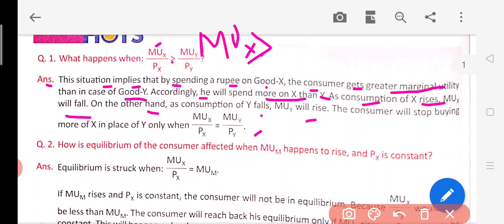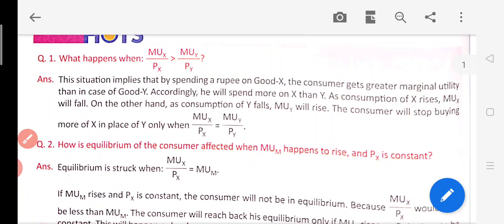So here also they are trying to tell you the same thing. You are not spending money on good Y, so the desire for Y commodity will increase, and you are spending money on X good, so its marginal utility is falling. So it will balance at one stage, and MUX upon PX will be equal to MUY upon PY. This situation will come. Okay, so this is how you are going to write the answer.